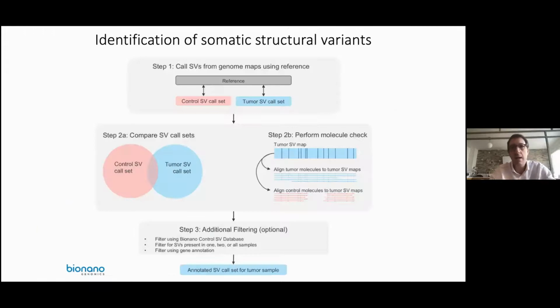From this data, we analyzed structural variants using Bionano software. And because we are interested in the somatic structural variants that are specific of tumor cells, we made a detection in both the tumor and matched normal sample. And we compared the two SV call sets to be able to extract only the somatic structural variants that occurred in tumor cells.